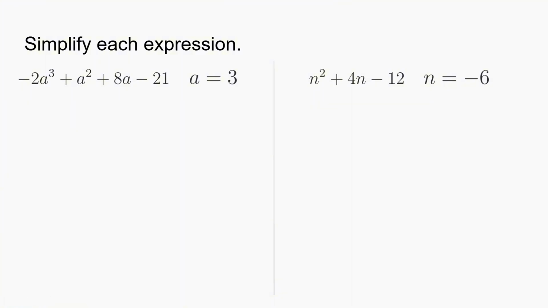Let's also practice how to simplify a polynomial expression when we're given a set value. For example, here we have -2 times a cubed plus a squared plus 8a minus 21. We want the value of this expression when a equals 3. We solve for this by plugging 3 in for all the a's that we see. Now, let's work through it. So we have -2 times 3 cubed plus 3 squared plus 8 times 3 minus 21.